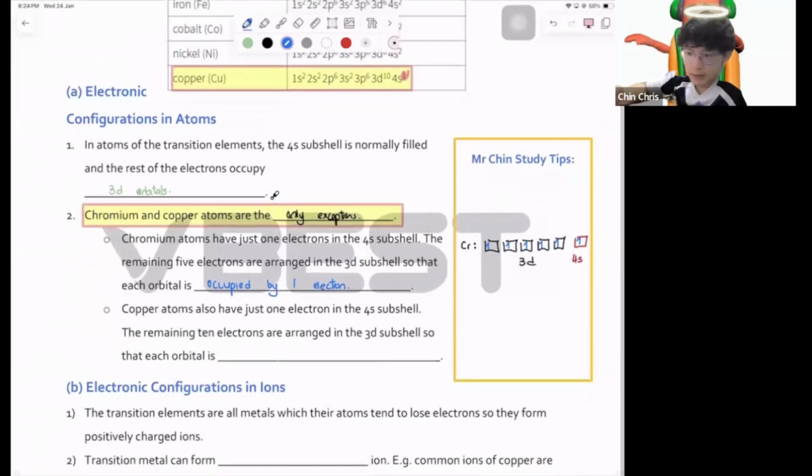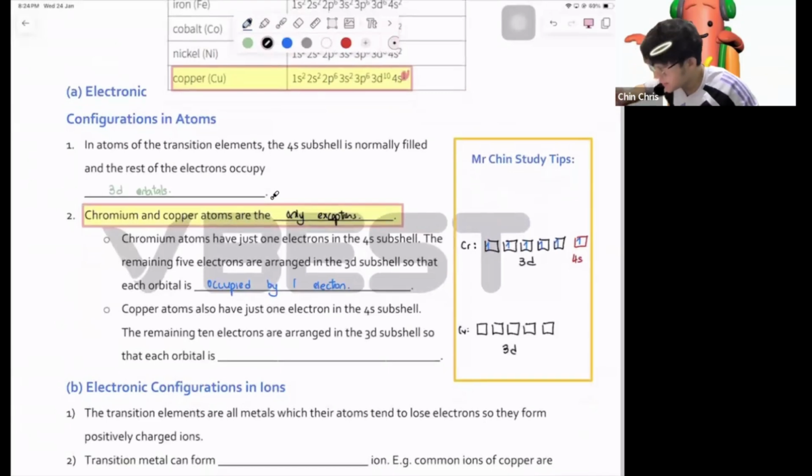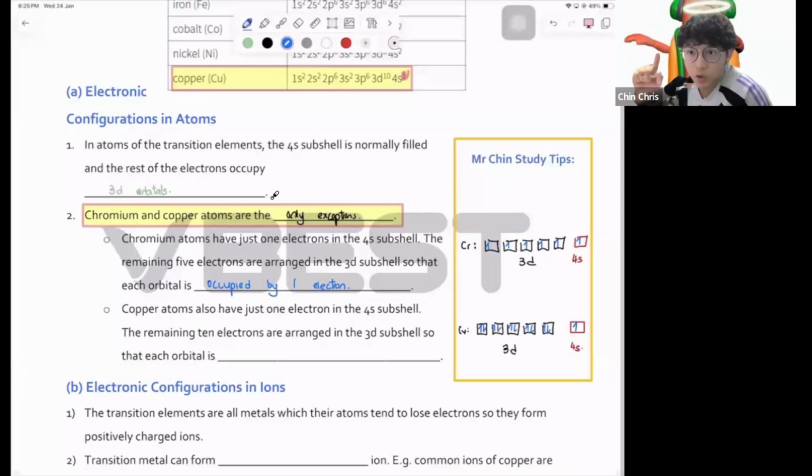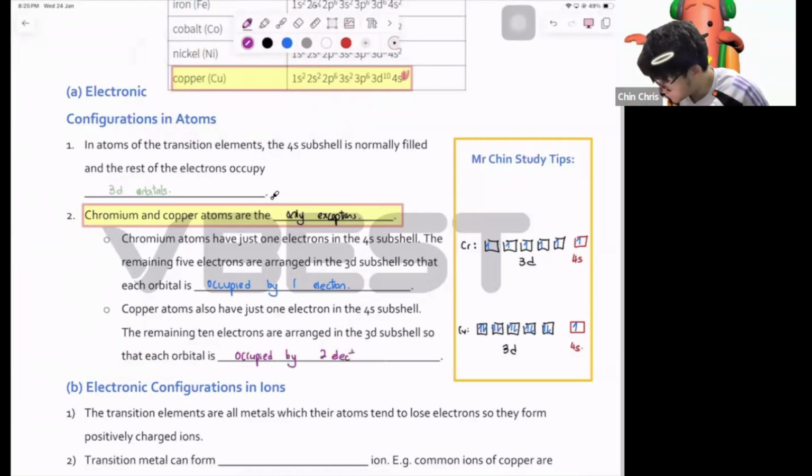Alright guys, what about copper? For copper, Cu, it's the same thing. This 3d, and you have a 4s here. For copper, the d is completely filled, and the 4s has 1 electron only. So the 3d subshell is occupied by 10 electrons. That's it. Okay, guys, please write it down.